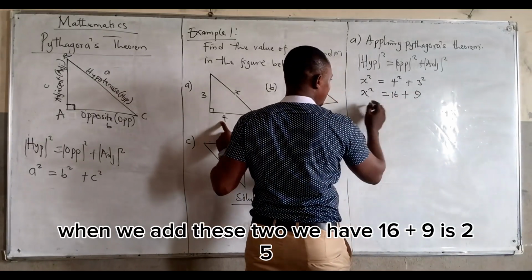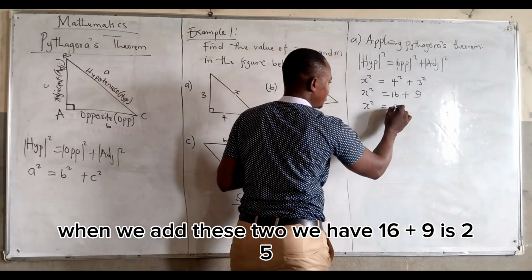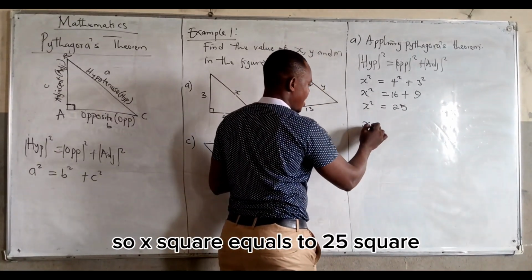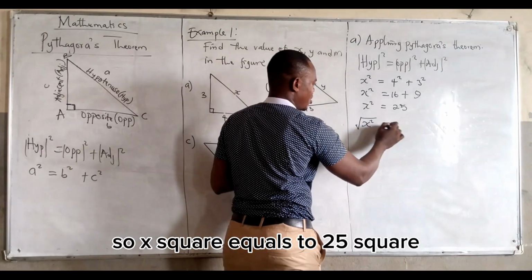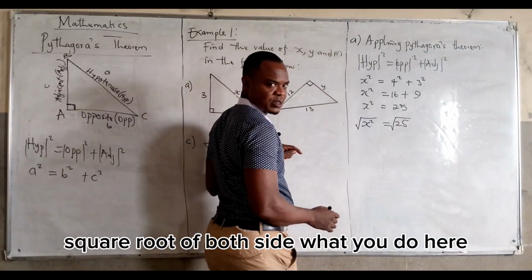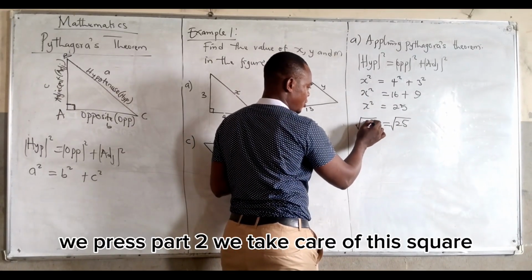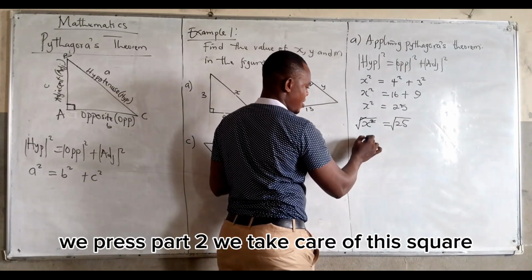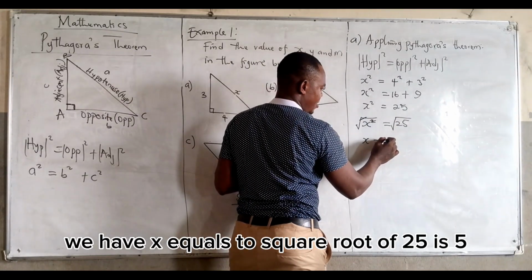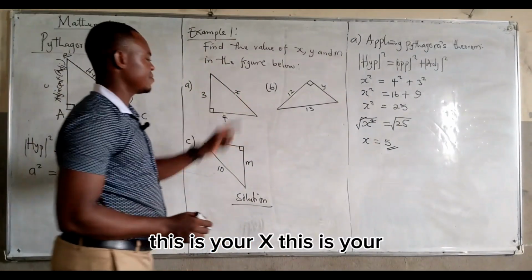When we add these two, 16 plus 9 is 25. So we take square root of both sides. So x square is equal to 25, square root of both sides. What you do here, you do it here. We take care of this square. We have x is equal to square root of 25, which is 5. This is your x.